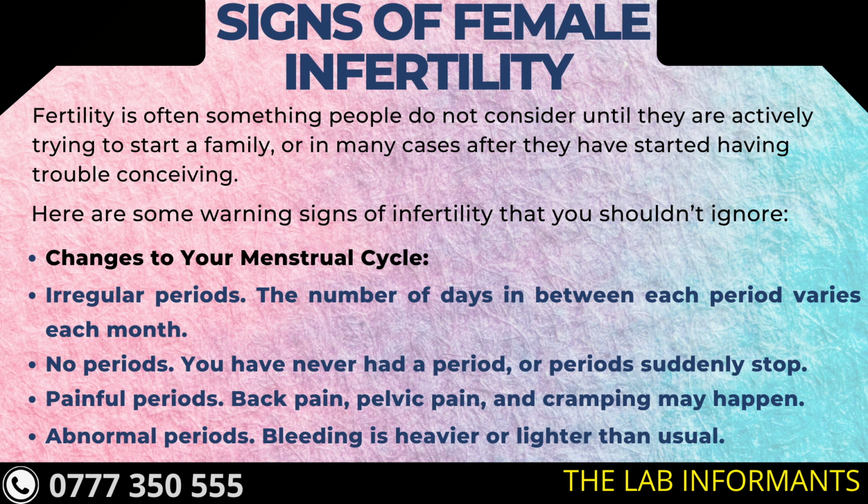To begin with, changes to your menstruation cycle, and this could be irregular periods, especially when the number of days in between each period varies in each month, or sometimes no periods, that is especially when you have never had a period or your periods suddenly stop. Painful periods, in most cases having back pain, pelvic pain, and cramping may happen, or abnormal periods like when the bleeding is heavier or lighter than usual.